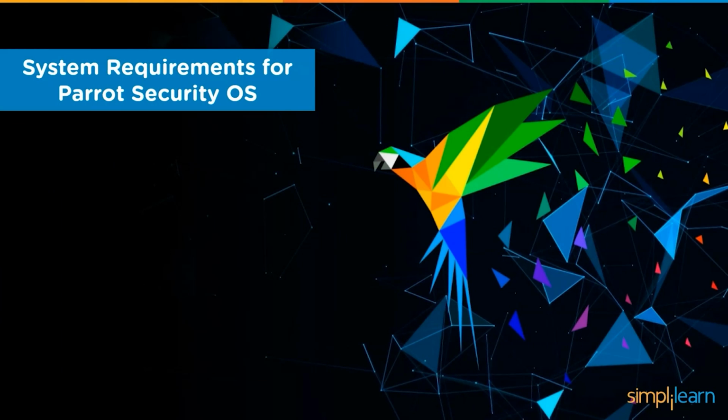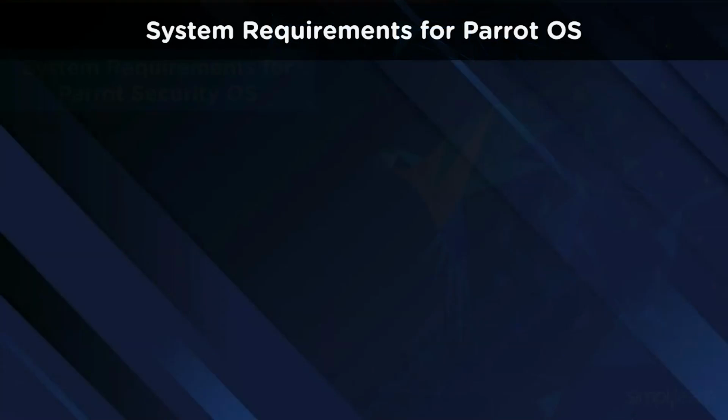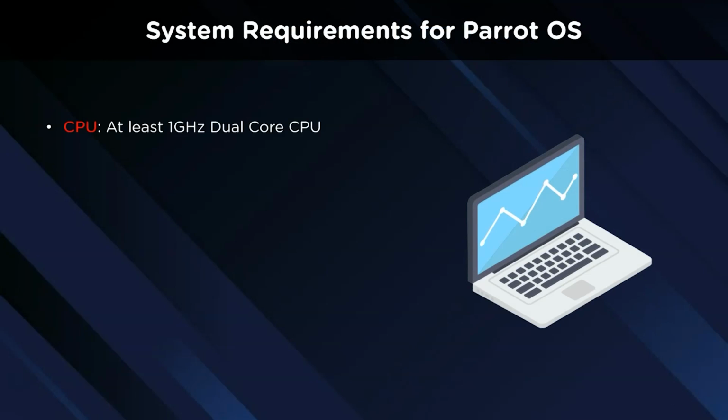With the basic introduction to the operating system out of the way, let us have a look at the bare minimum system requirements necessary to be able to run this operating system. First up, we have a CPU requirement which states that a 1 GHz dual-core CPU is the absolute minimum in order to use Parrot OS. While multiple core systems will provide more optimum performance, a small beginner has been included.